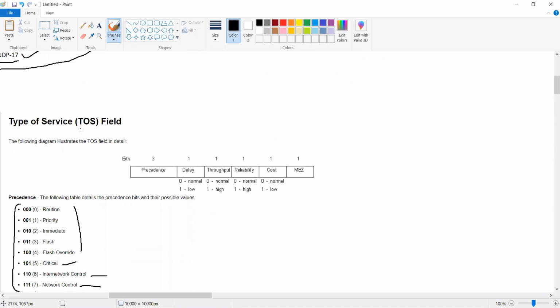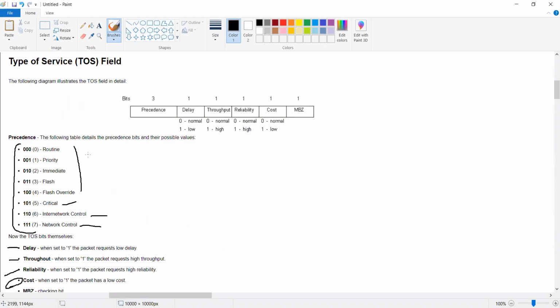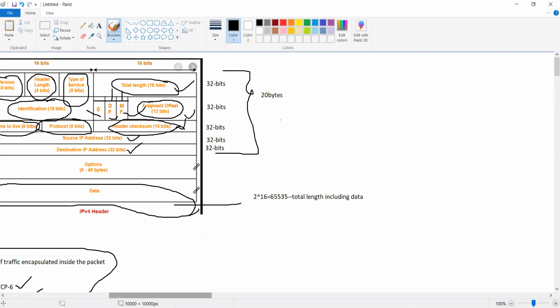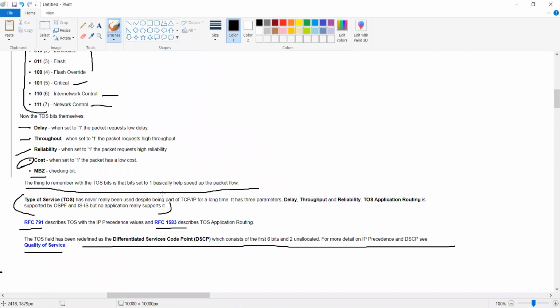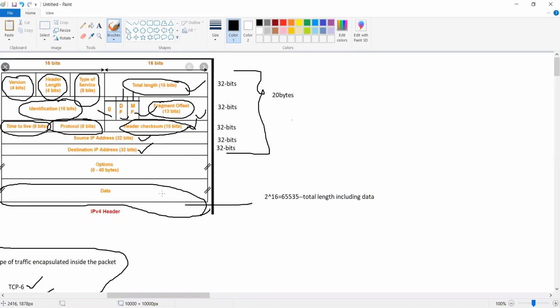Now, this being type of service. The reason why I don't remember these things is because of this only. The main reason is it won't be used anywhere in the troubleshooting part. Then what is the requirement to store this data, right? So that is the reason.